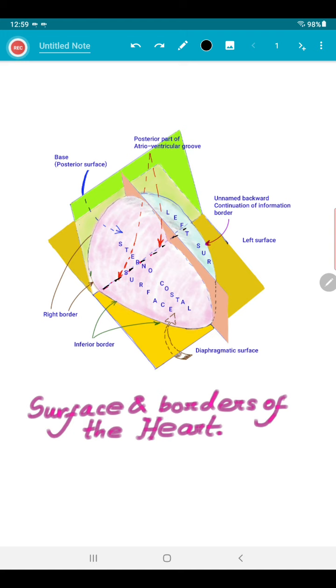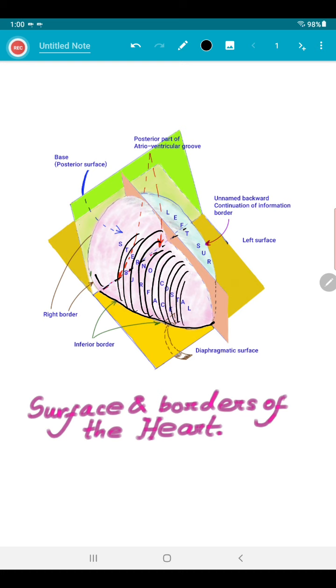Now the sharp border which separates the sternocostal surface from the diaphragmatic surface is known as the inferior border. So the inferior border must be this border separating this sternocostal surface. This is not straight, this is a curved, convex sternocostal surface, separating it from the diaphragmatic surface. As I have told you, this is the margo acutus or inferior border. So we have also understood this.